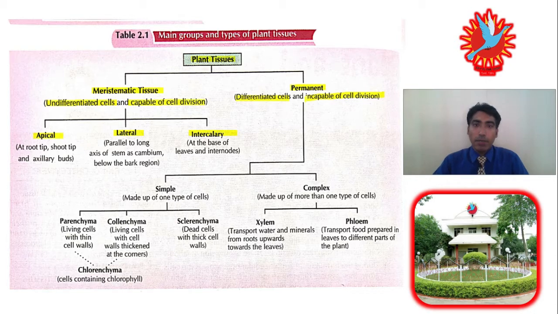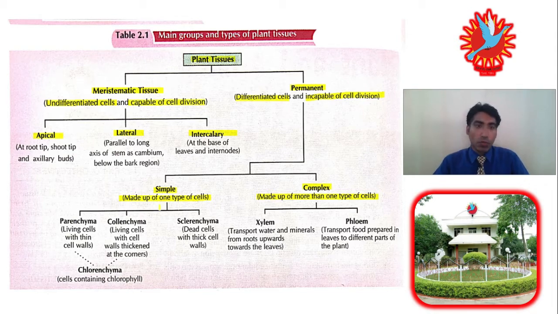On the other hand, permanent tissue, on the basis of the type of cells they have, can be divided as simple permanent tissue as well as complex permanent tissue. Simple permanent tissues are made up of only one type of cell. On the other hand, complex permanent tissues are made up of many types of cells, more than one type of cells.